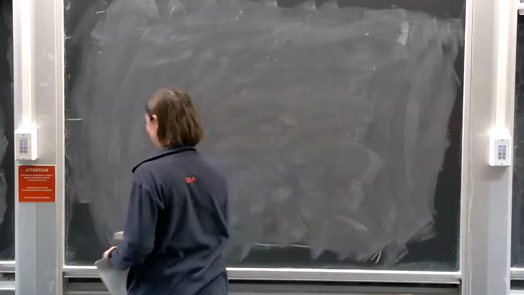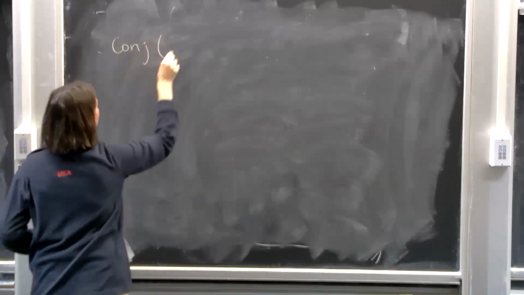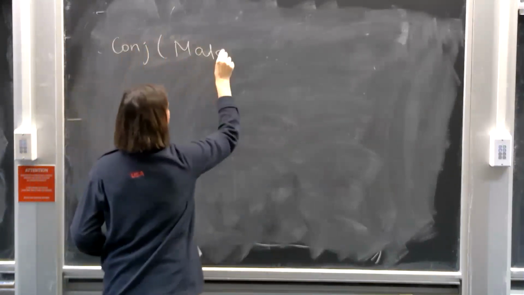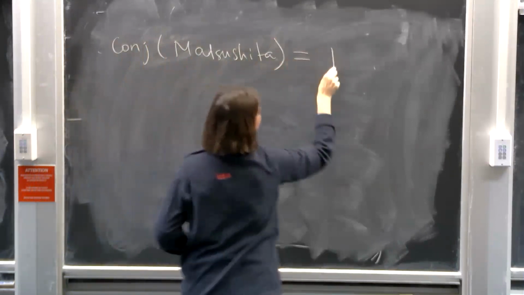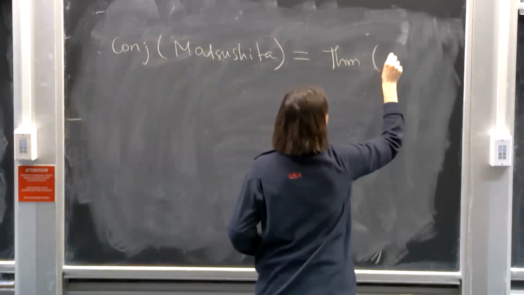So there are no upper parts. For a while, this was a conjecture by Matsushita. But now it's a theorem of Ben Bakker.